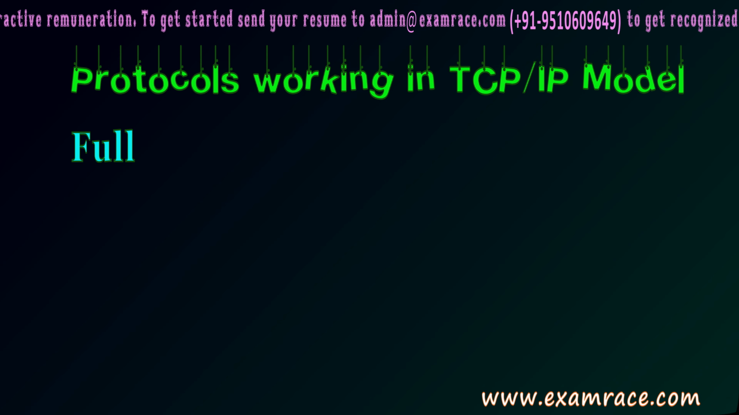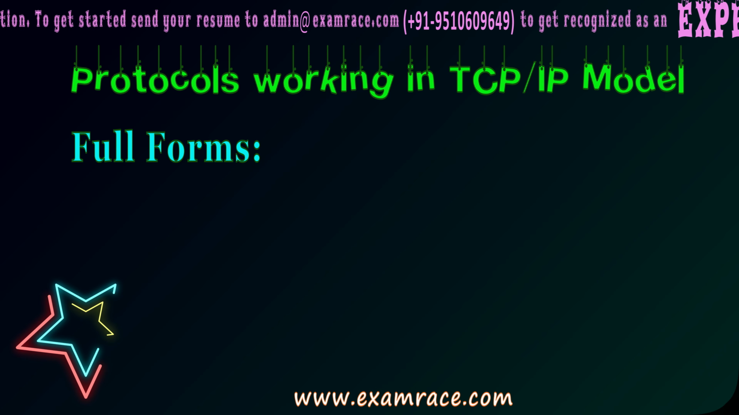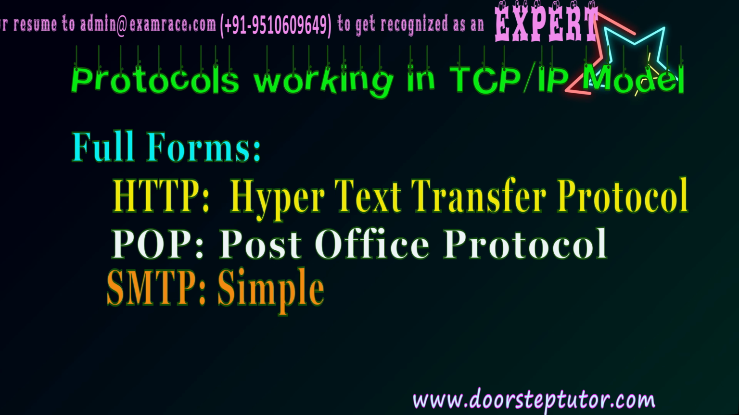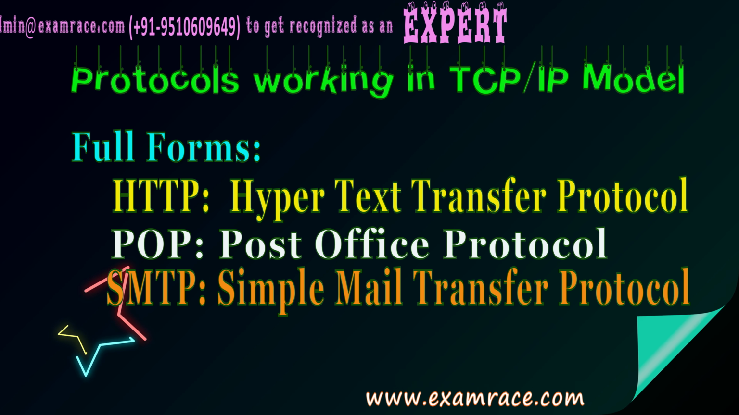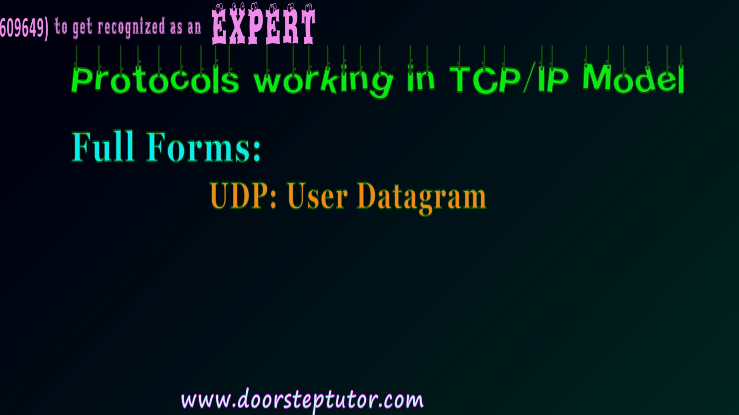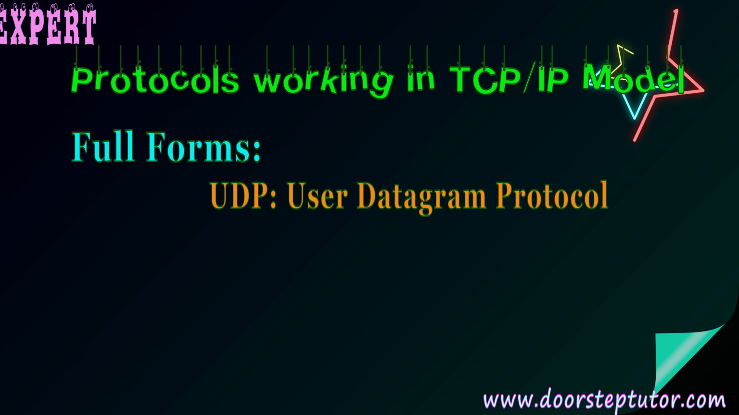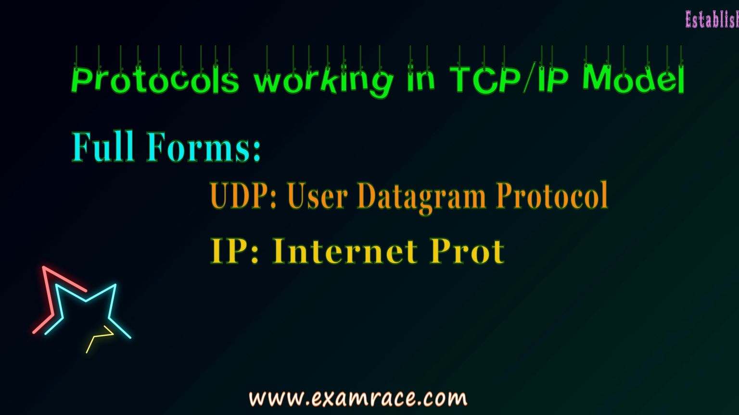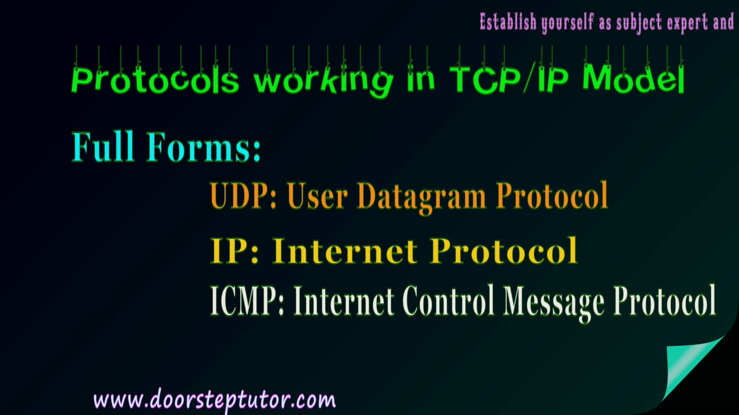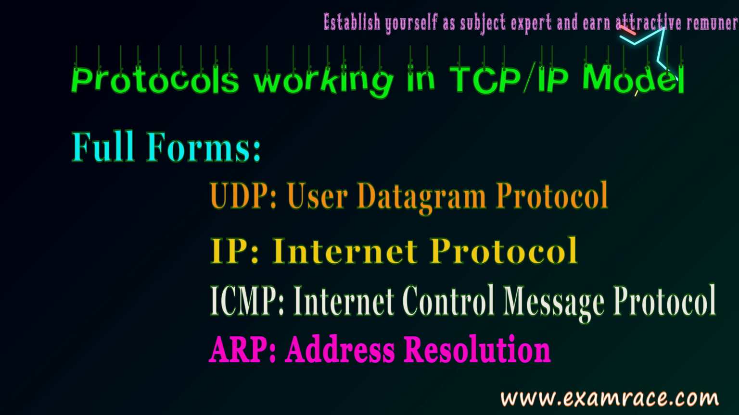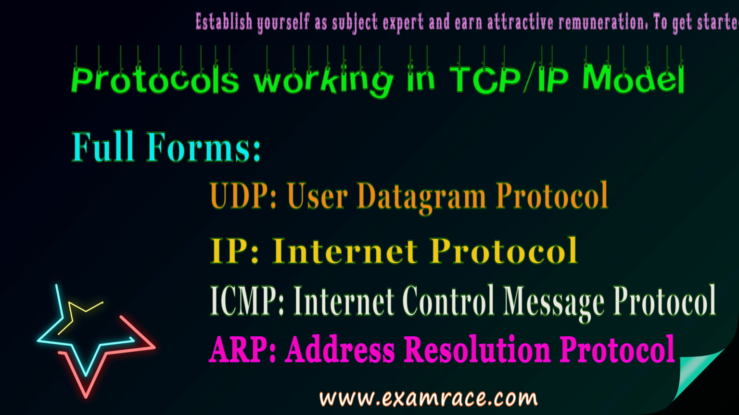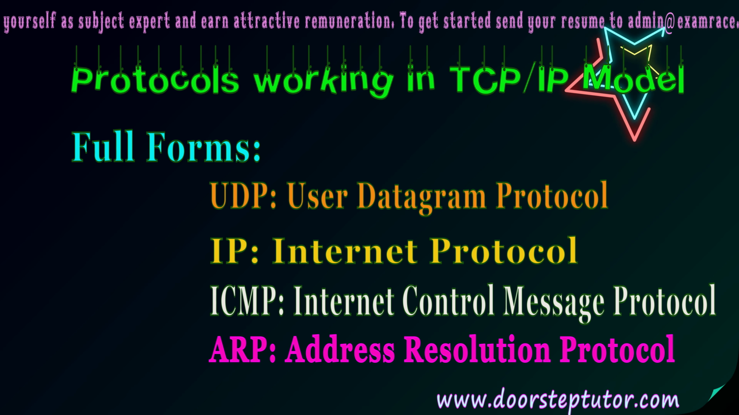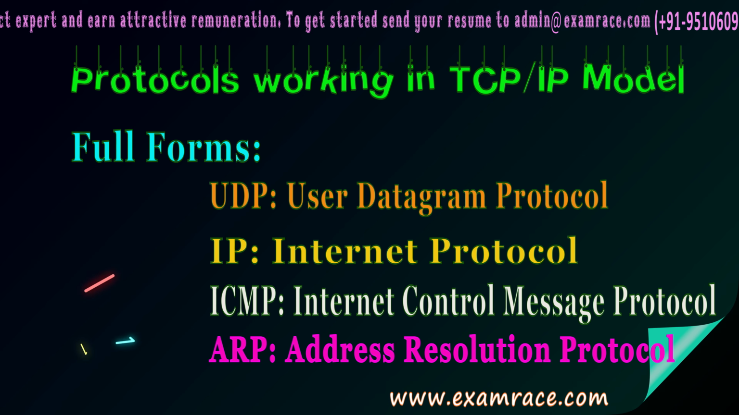So the full forms of these abbreviations are: HTTP, Hypertext Transfer Protocol, then Post Office Protocol, then SMTP, Simple Mail Transfer Protocol, which is used for mail purposes, then UDP, as I told you, User Datagram Protocol, which is a connectionless protocol for message delivery across the network, then IP, Internet Protocol, then ICMP, Internet Control Message Protocol, then the last, ARP, Address Resolution Protocol, which is used for mapping IP addresses with the MAC addresses of different systems. So these are the different protocols.